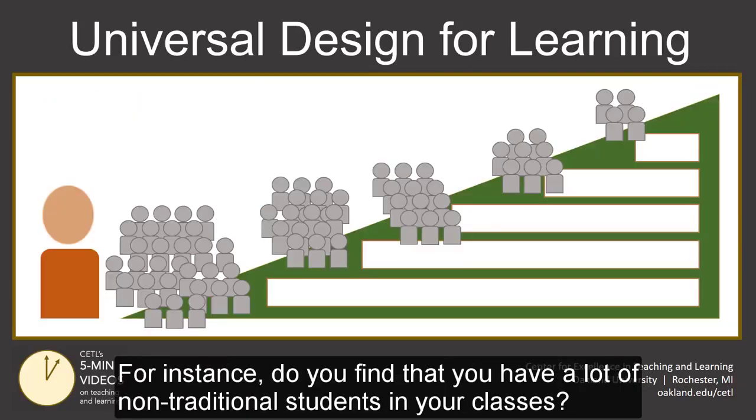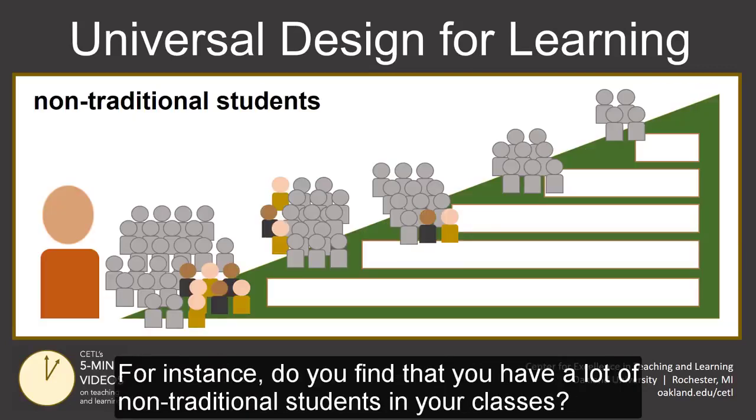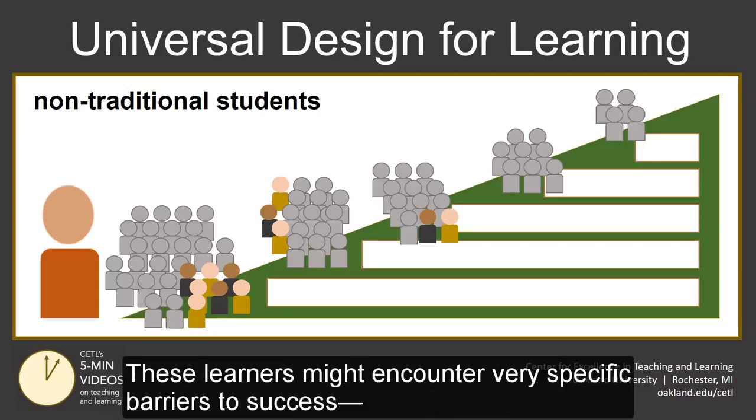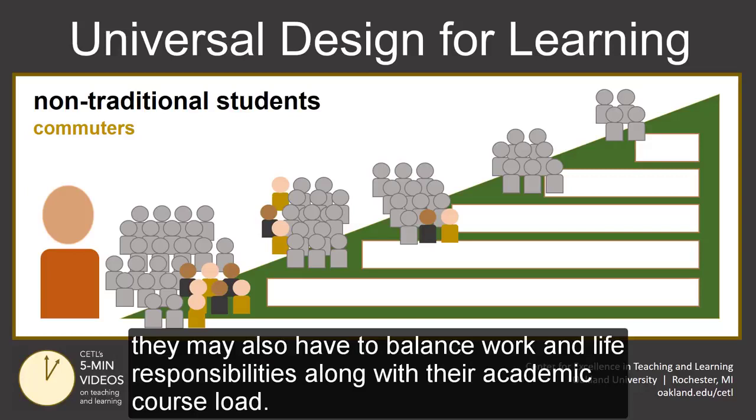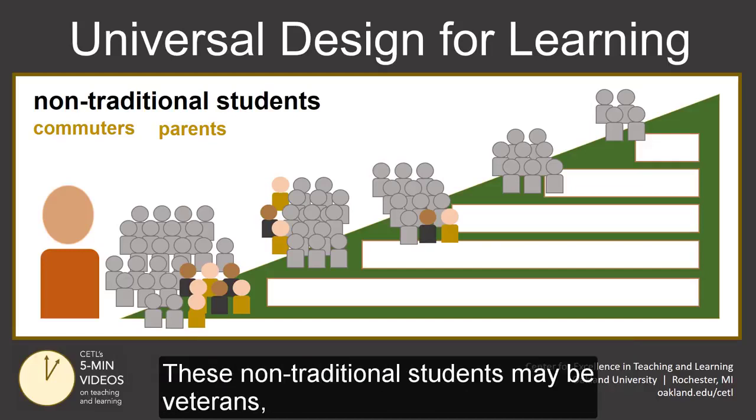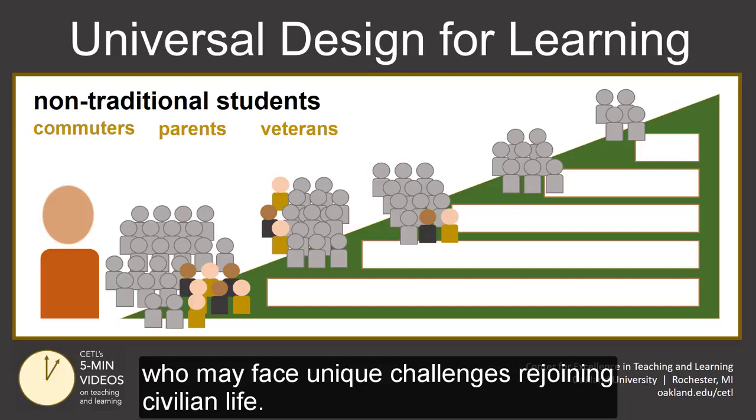For instance, do you find you have a lot of non-traditional students in your classes? These learners might encounter very specific barriers to success. For instance, they might be commuters. They may also have to balance work and life responsibilities along with their academic course load. These non-traditional students may be veterans who may face unique challenges rejoining civilian life.